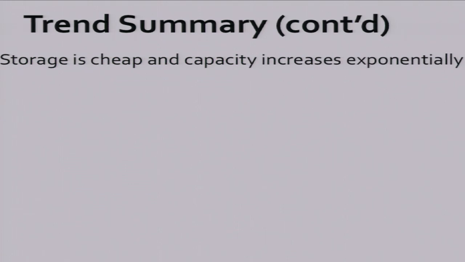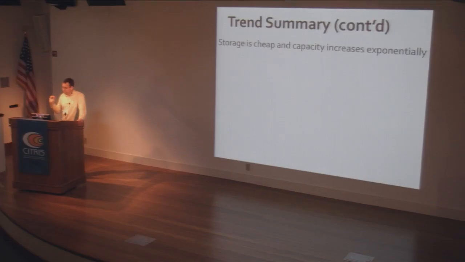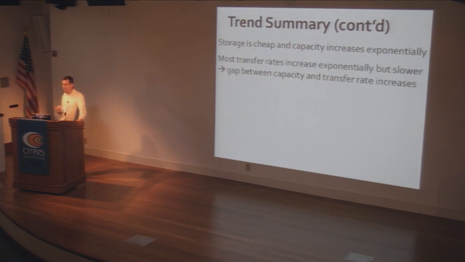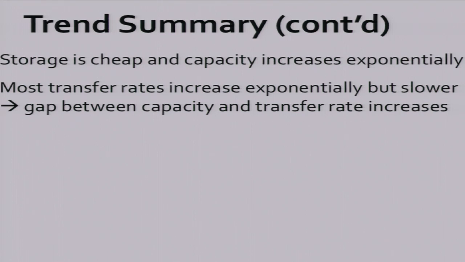So storage is cheap and capacity increases exponentially. At the same time, most of the transfer rates increase exponentially, but slower. So what does this mean? It means the gap between the capacity and the transfer rate also increases, and is going to continue to increase in the future. And actually, this increase will also be exponential, but with a smaller exponent.